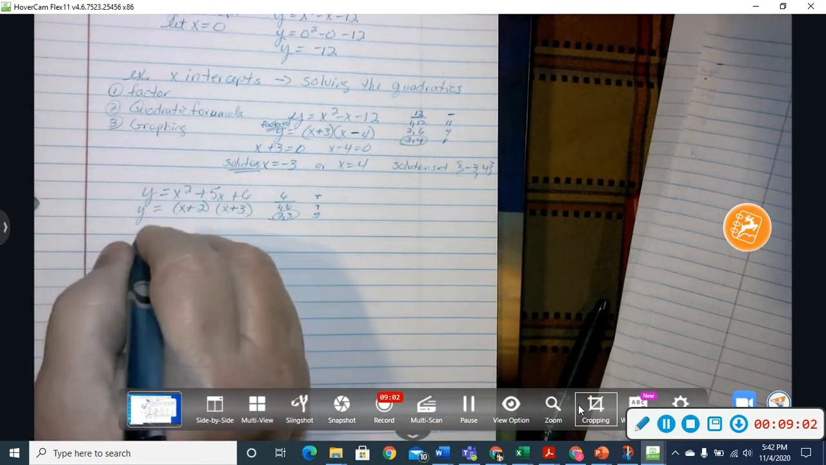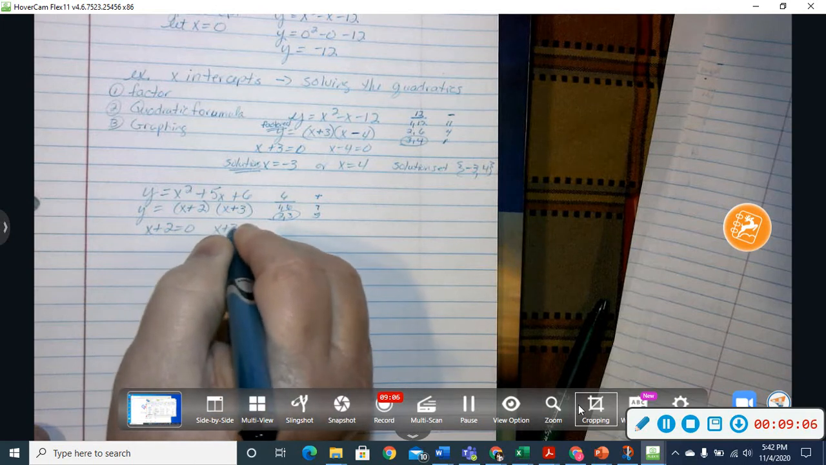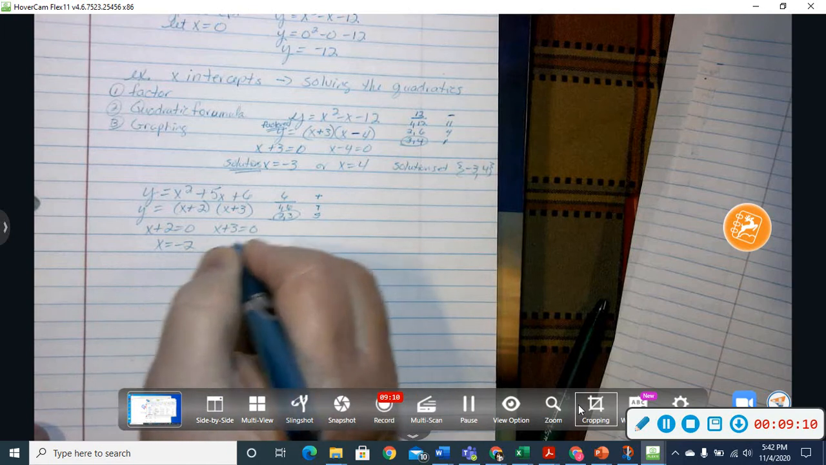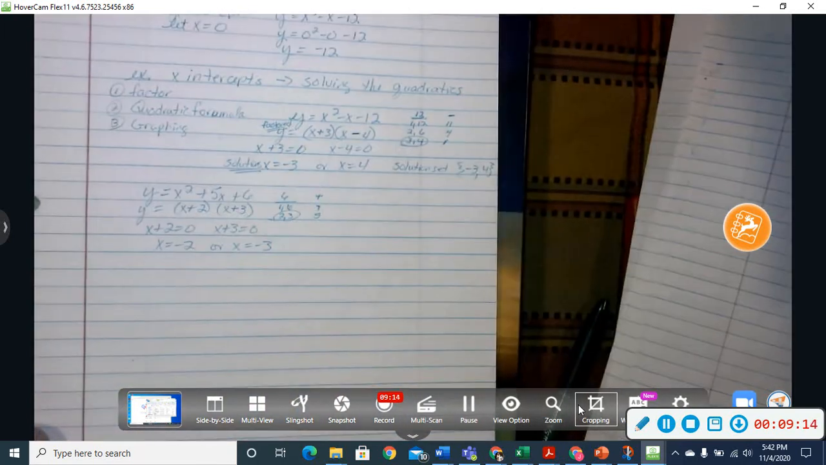The solutions would be x plus 2 equals 0, x plus 3 equals 0, so x equals -2, or x equals -3 for the solution. So please keep that in mind in terms of how you would factor to find solutions.